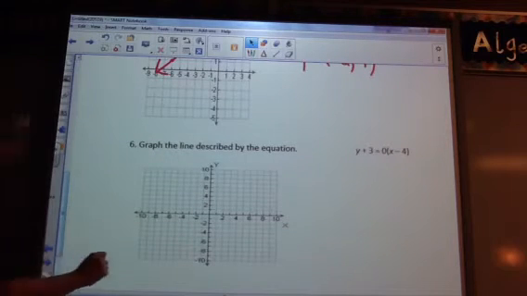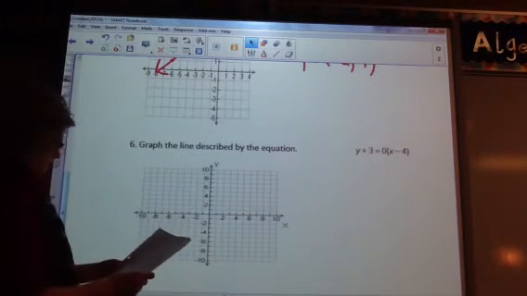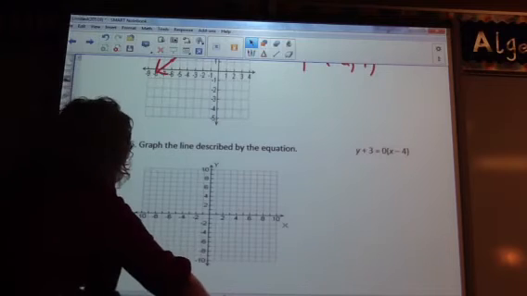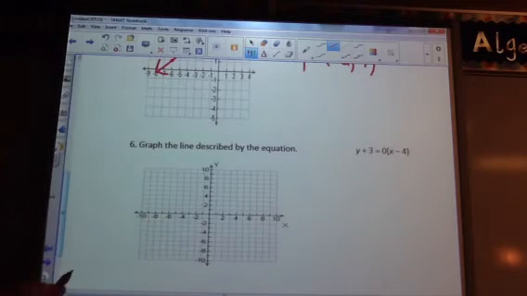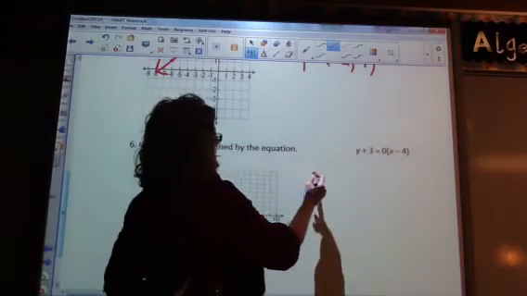Okay, last one. Not the last problem of the lesson, but last one given the graph here. So let's see if y'all can do this one on your own. I'm going to be quiet.